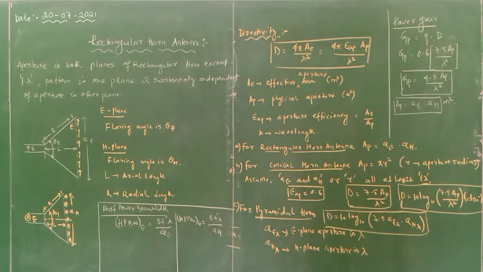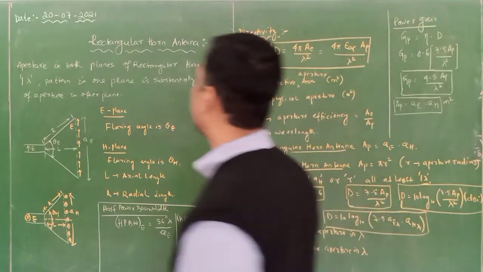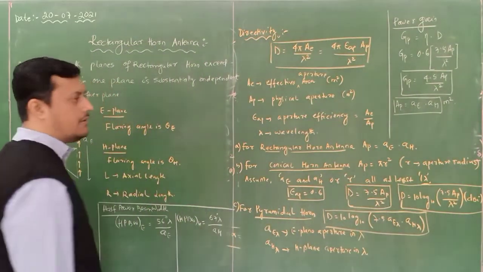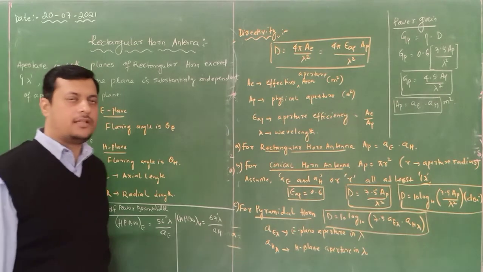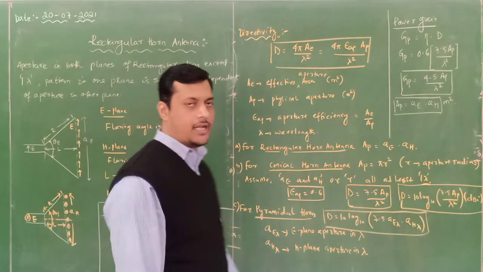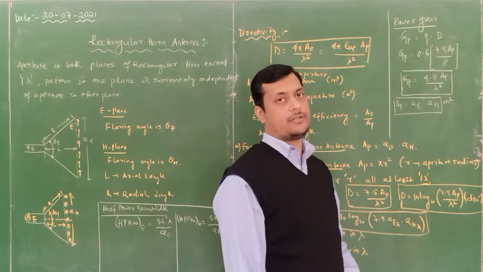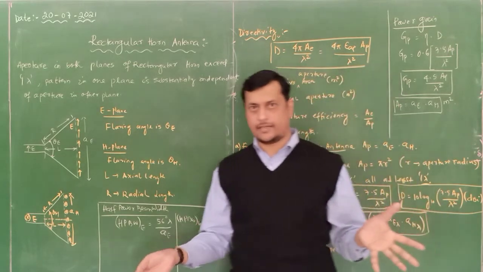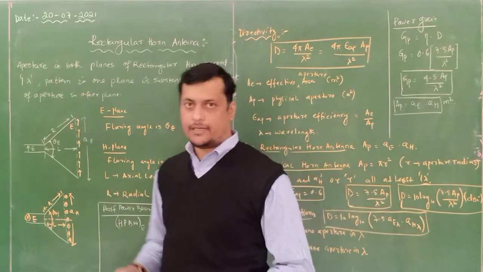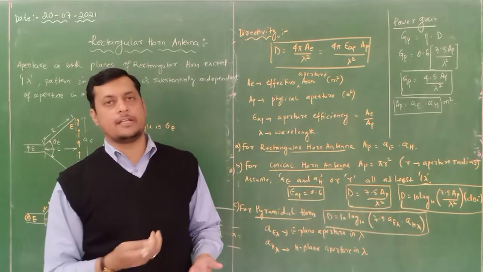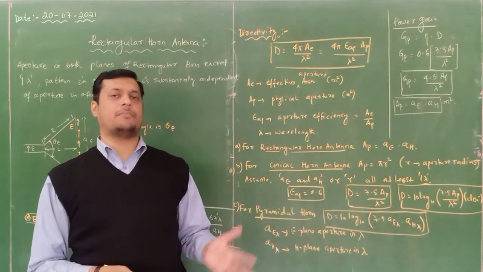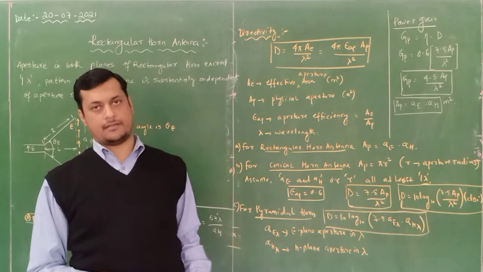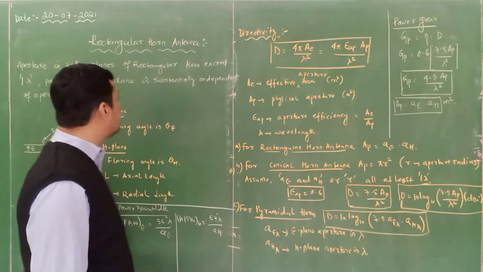So here we have the rectangular horn antenna. First we will discuss the features of the rectangular horn antenna, then we will discuss the features of the conical horn antenna, because there are two parts in the syllabus. According to that, we are going to determine the directivity and the gain, depending upon the features of the antenna. Now let us see.